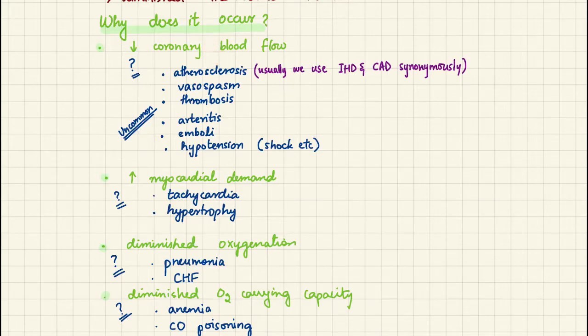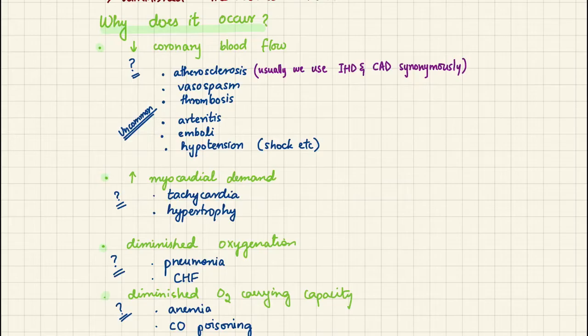Of course, I've discussed this in a previous video. You can check that. Vasospasm is another culprit, and thrombosis due to atherosclerosis is another factor. Other uncommon causes of decreasing the coronary blood flow are arteritis, which is artery inflammation, emboli, and hypotension, such as that which occurs in shock. The second reason is increased myocardial demand, which can occur due to tachycardia and also due to hypertrophy of the cardiac muscle.